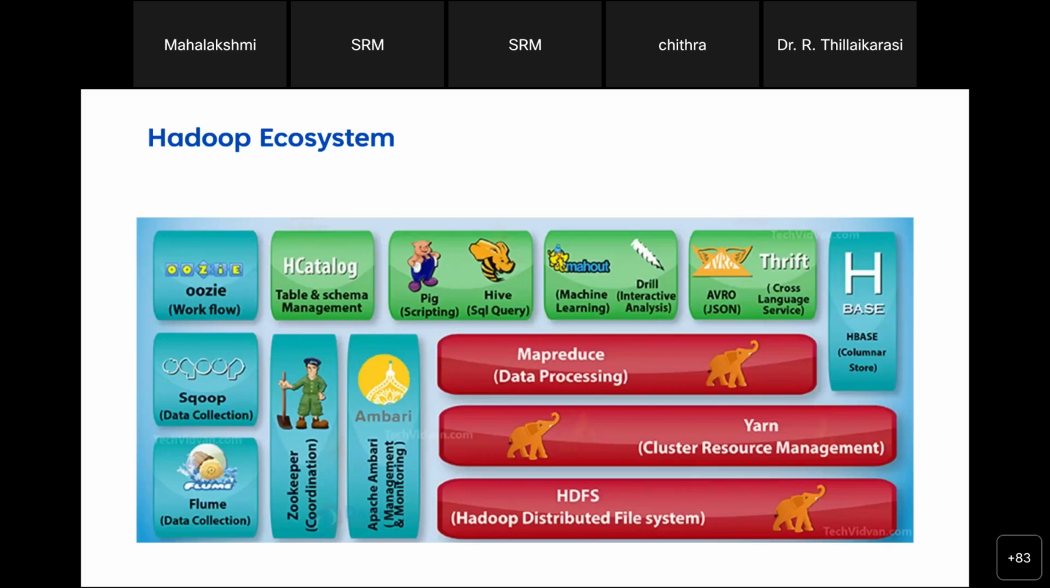Oozie workflow is used for scheduling the jobs. When which kind of things are going to happen is scheduled by Oozie. So Zookeeper is also a resource manager.